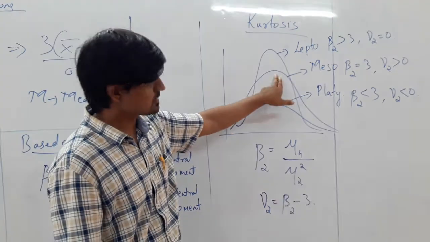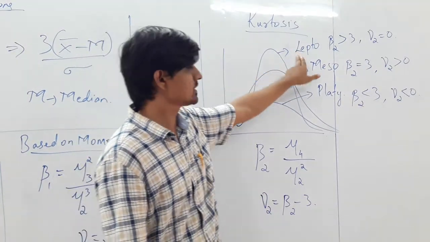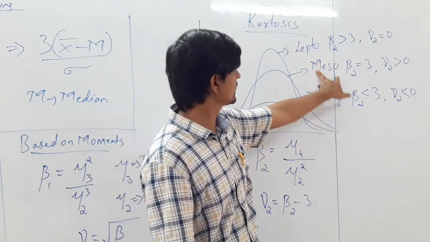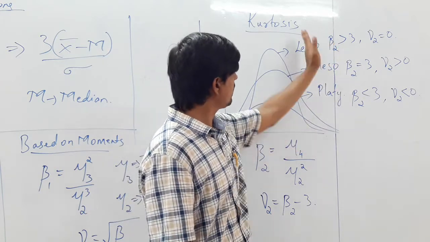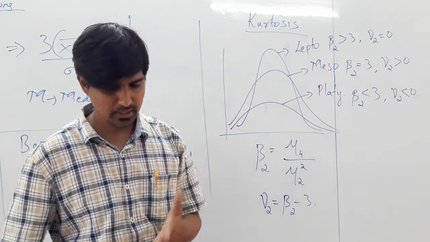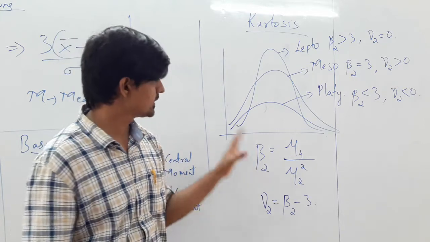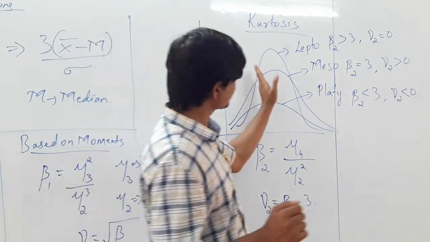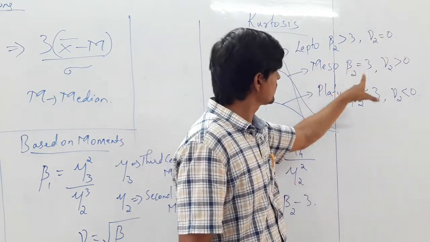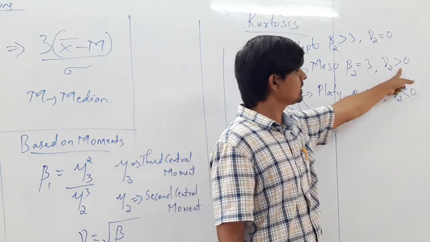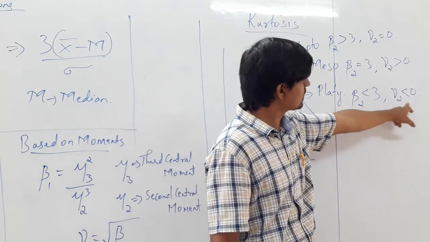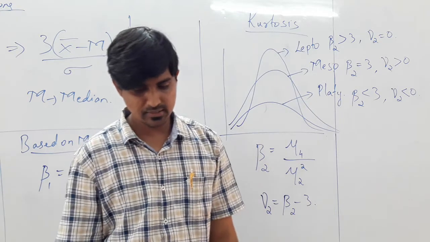Now we keep this as standard. More than this is called leptokurtic, less than this is called platykurtic. Platykurtic, mesokurtic, leptokurtic: by these curves you will come to know how frequencies are distributed. As I said, we will not go in depth; this is for your knowledge. The conditions: for leptokurtic, beta 2 is greater than 3, gamma 2 greater than 0. Mesokurtic, beta 2 equals 3, gamma 2 equals 0. For platykurtic, beta 2 is less than 3, and gamma 2 is also less than 0. So these are the conditions.